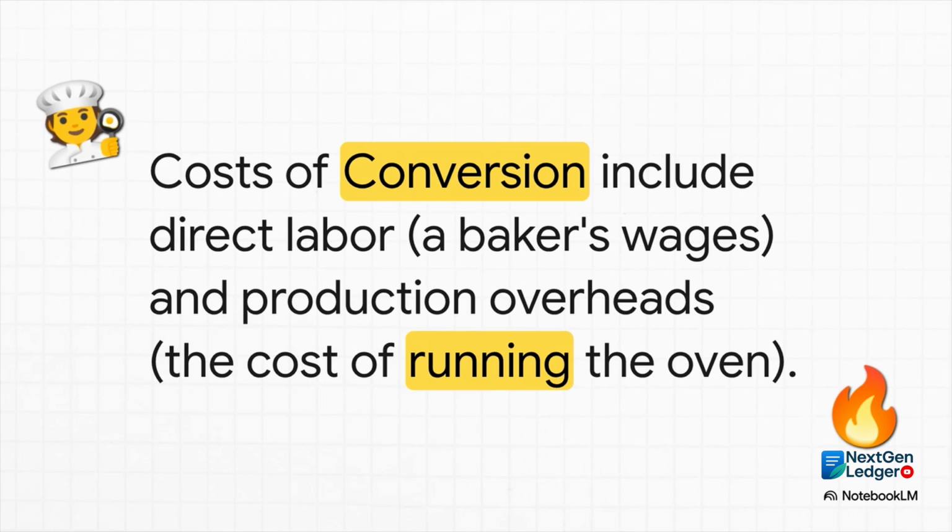Next up, we have conversion costs. If we head back to our bakery, this is everything it takes to turn that flour and sugar into a delicious cake. It includes things like the baker's wages, that's what we call direct labor, and a fair share of the factory's running costs, like the electricity for the oven or the rent for the kitchen. We lump those together as production overheads.